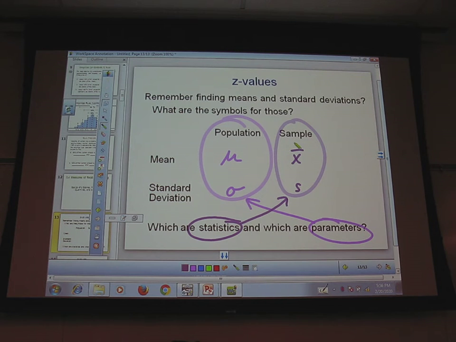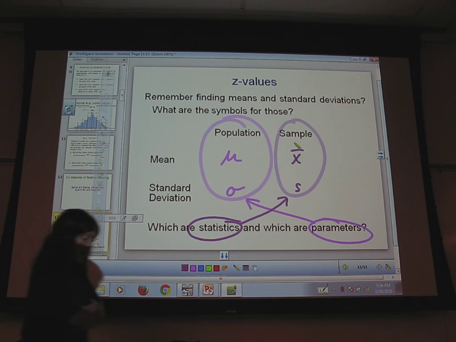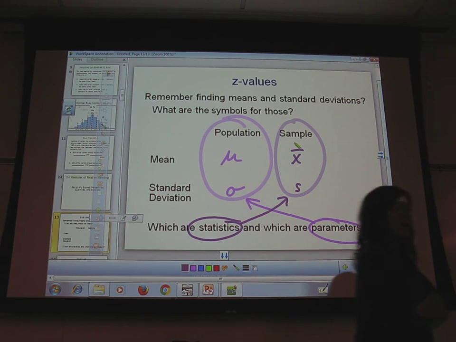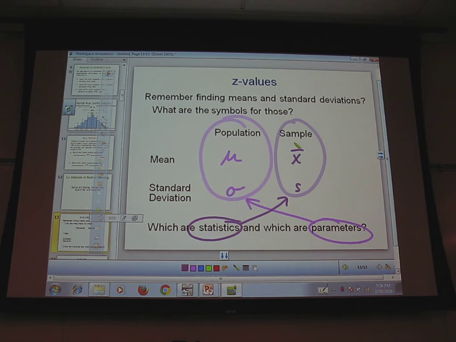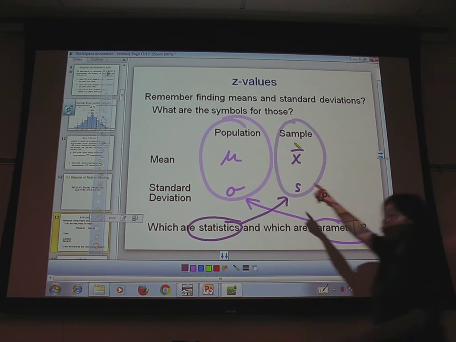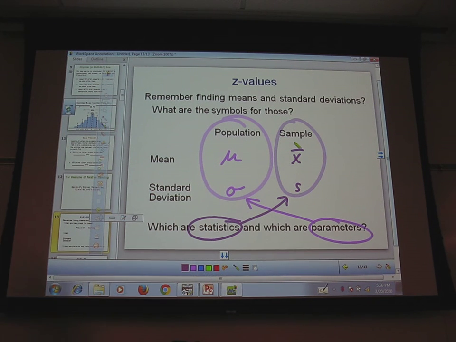So if we take a sample of a bunch of weights of cats, how much all these cats weigh, their average weight is going to be a statistic or a parameter? A statistic. If I compare them to what all cats weigh, the average of all cats would be a parameter. That would be the population mean.